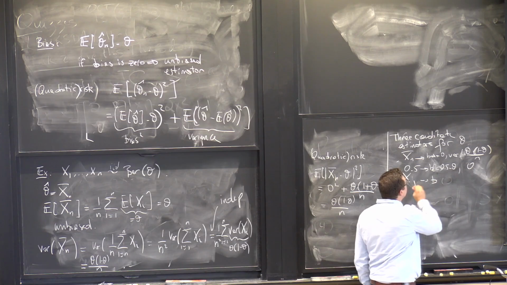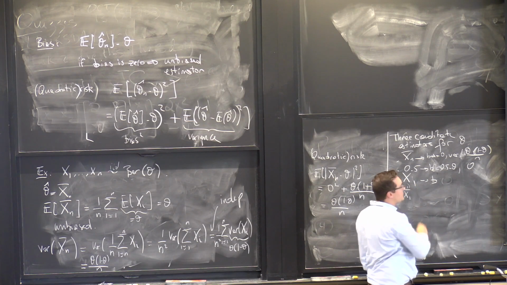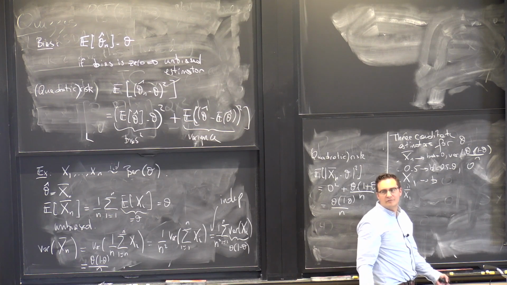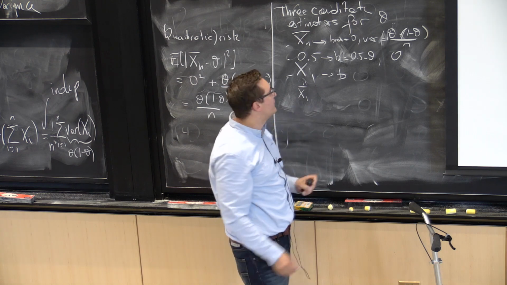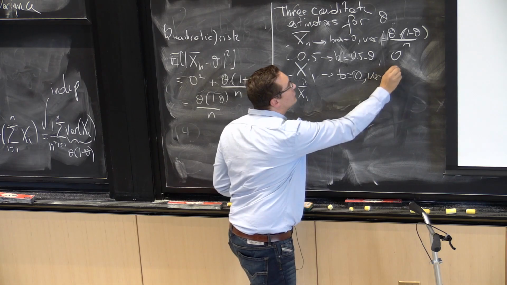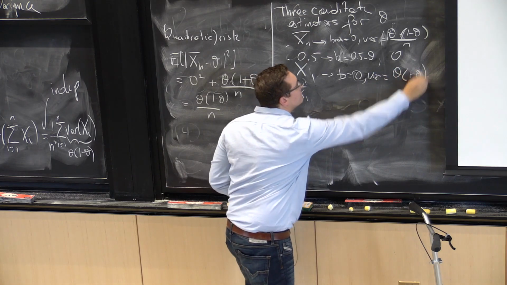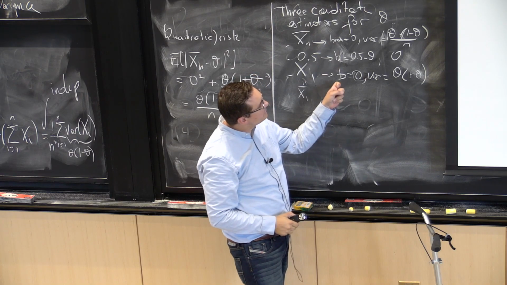What is the bias of x1? Well, just for simplicity, I can think of it as being x1 bar, the average of itself, so that wherever I saw an n for this guy, I can replace it by 1, and that will give me my formula. So the bias is still going to be 0, and the variance is going to be equal to theta times 1 minus theta. OK? So now I have those three estimators.